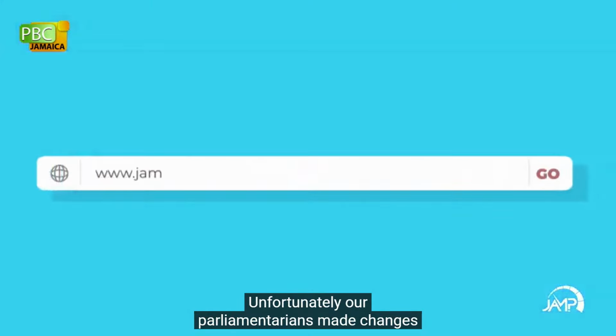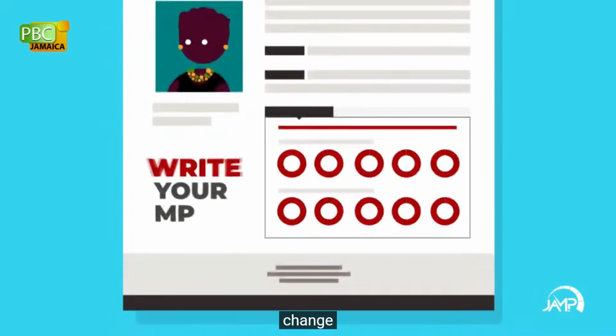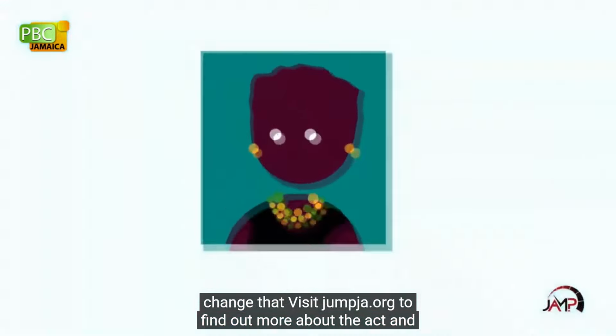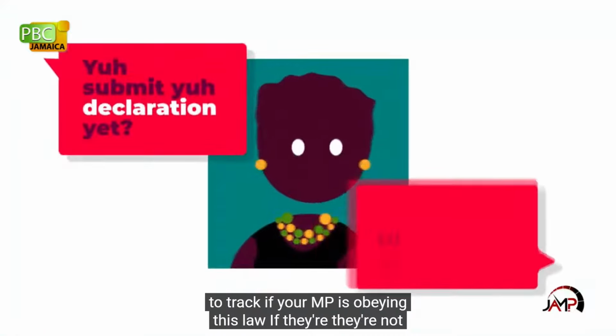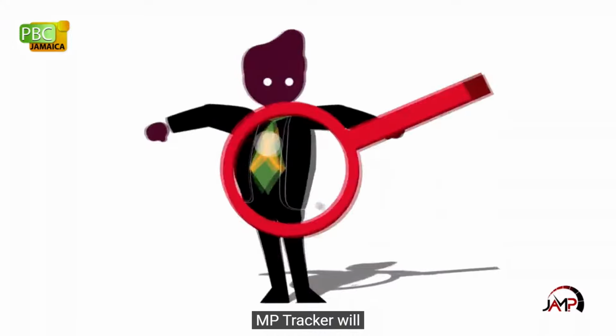Visit jampja.org to find out more about the Act and to track if your MP is obeying this law. If they're not, JAMP's MP Tracker will help you write, tweet, or call your MP. Ask them, have you submitted your declaration yet? Has the Integrity Commission cleared you? Let's help the Parliament stay honest.